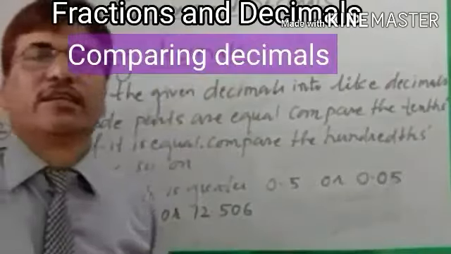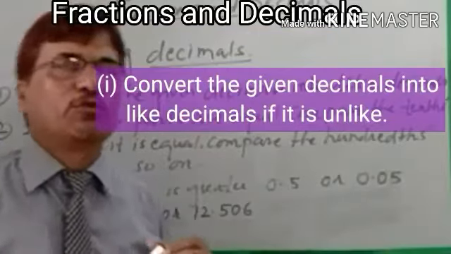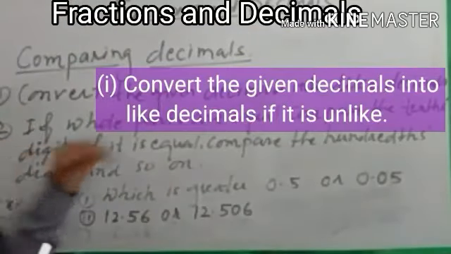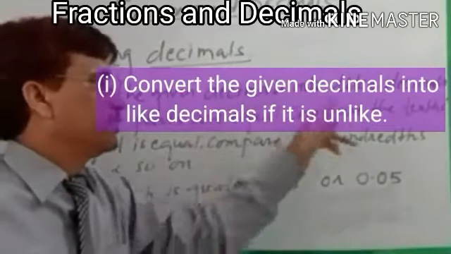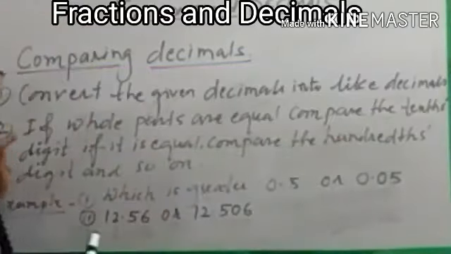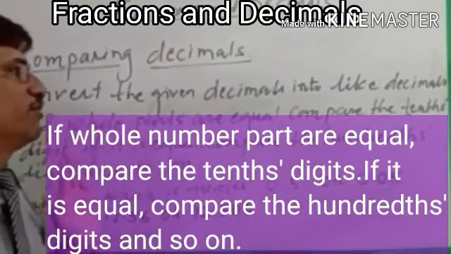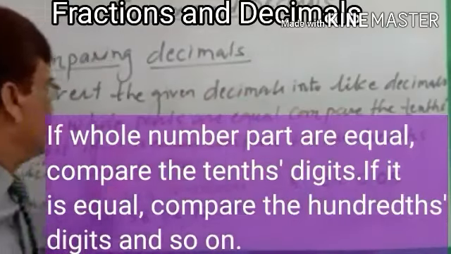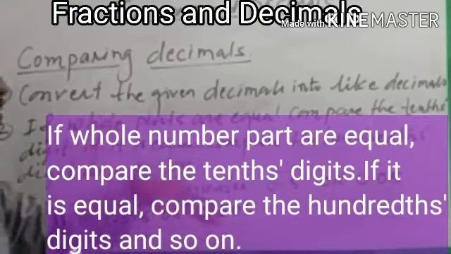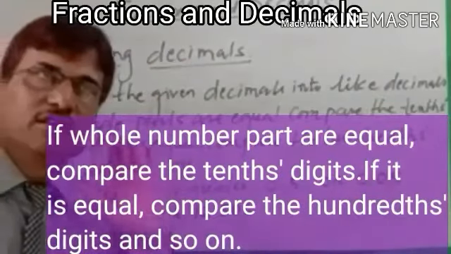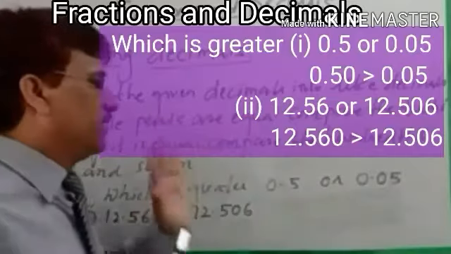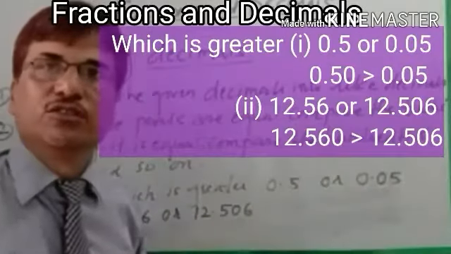How to compare decimals? Student, you have to learn two methods to compare decimals. First, convert the given decimals into like decimals if they are unlike. Second, if whole parts are equal, compare the tenths digit. If it is equal, compare the hundredths digit, and so on. We take an example. Which is greater, 0.5 or 0.05?